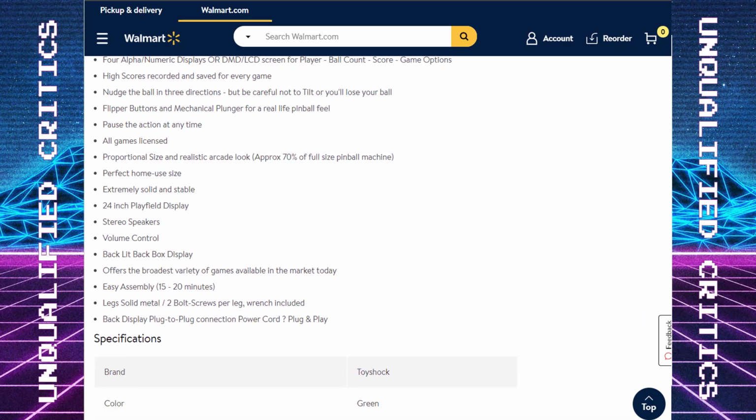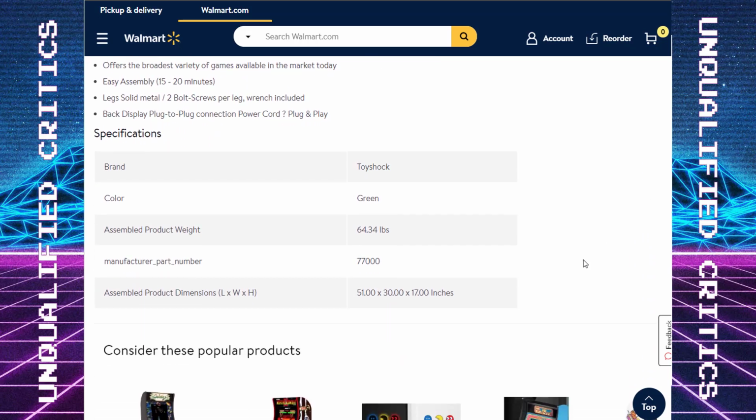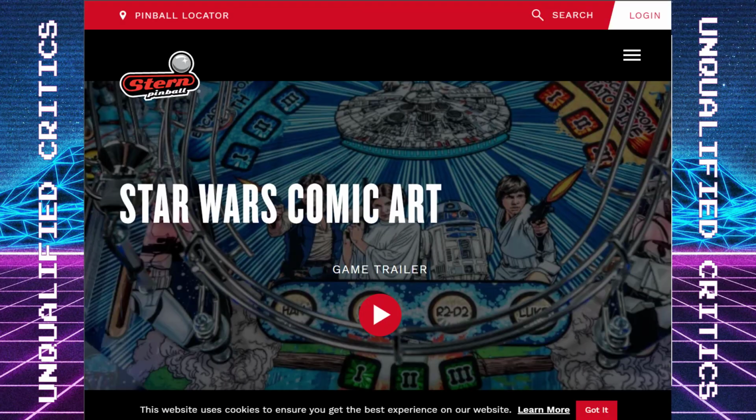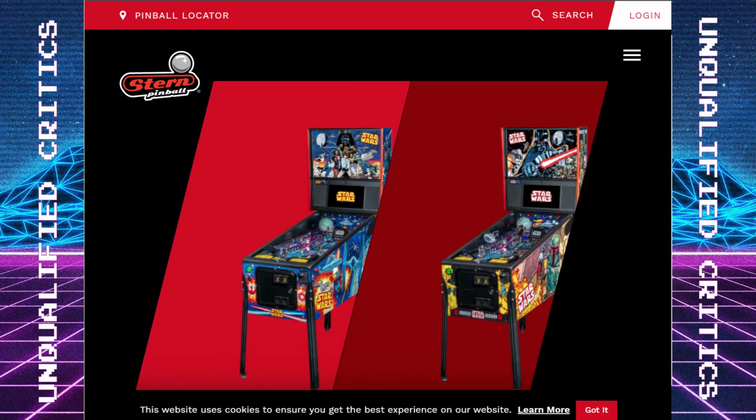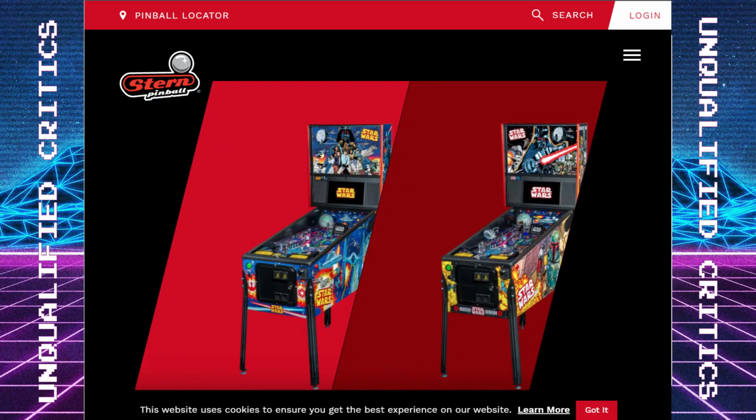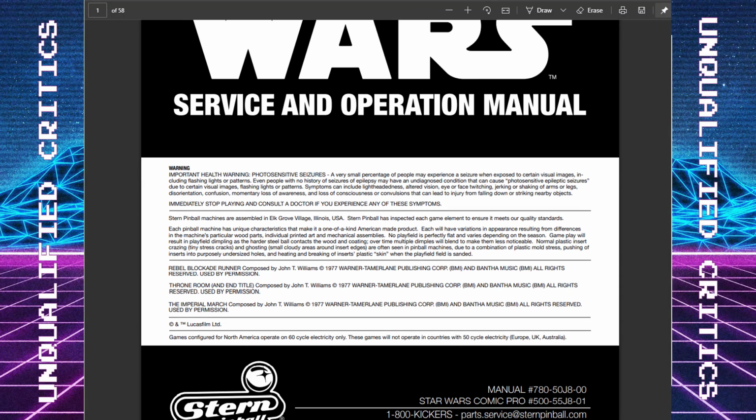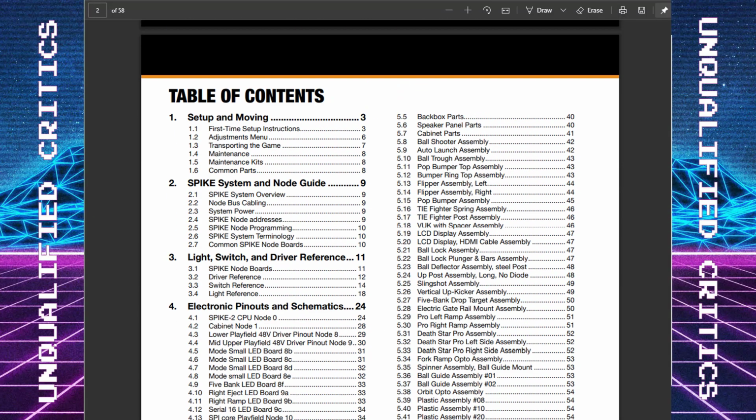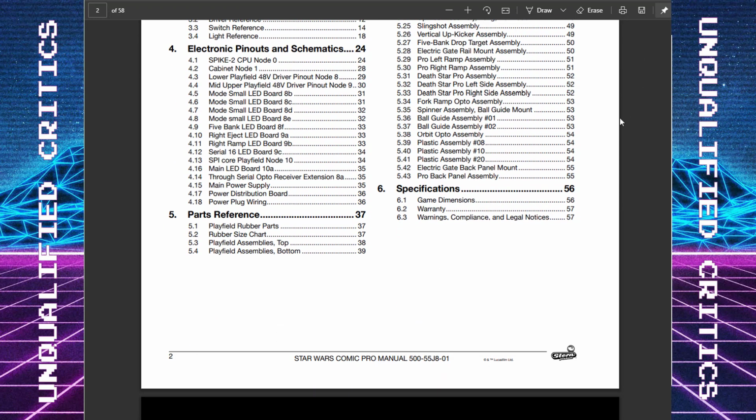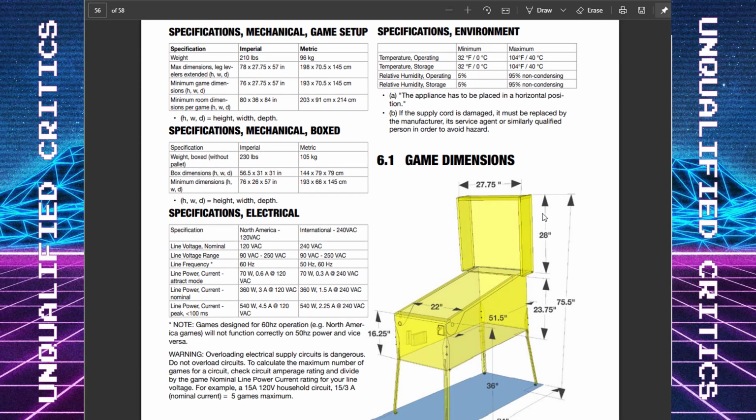But we know this is bigger than Toy Shock. Let's compare it to a standard pinball table. So let's compare this to a full-size table. Looking at the Stern Star Wars cabinet, that one is 69 inches by 48 inches by 27 inches. So we're really talking about 90-95% of the size of a full-size cabinet. I mean, this is substantially large and substantially larger than the Toy Shock we've already seen.